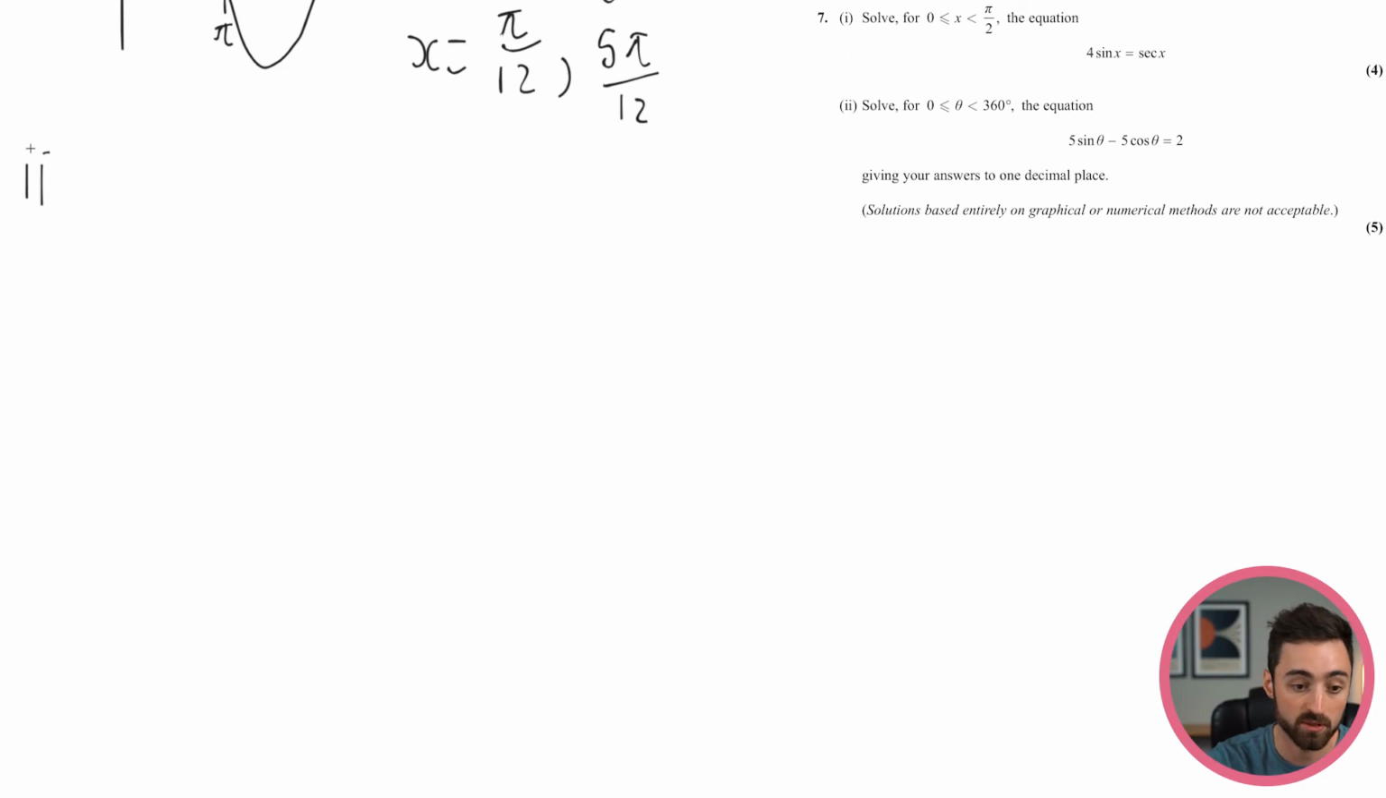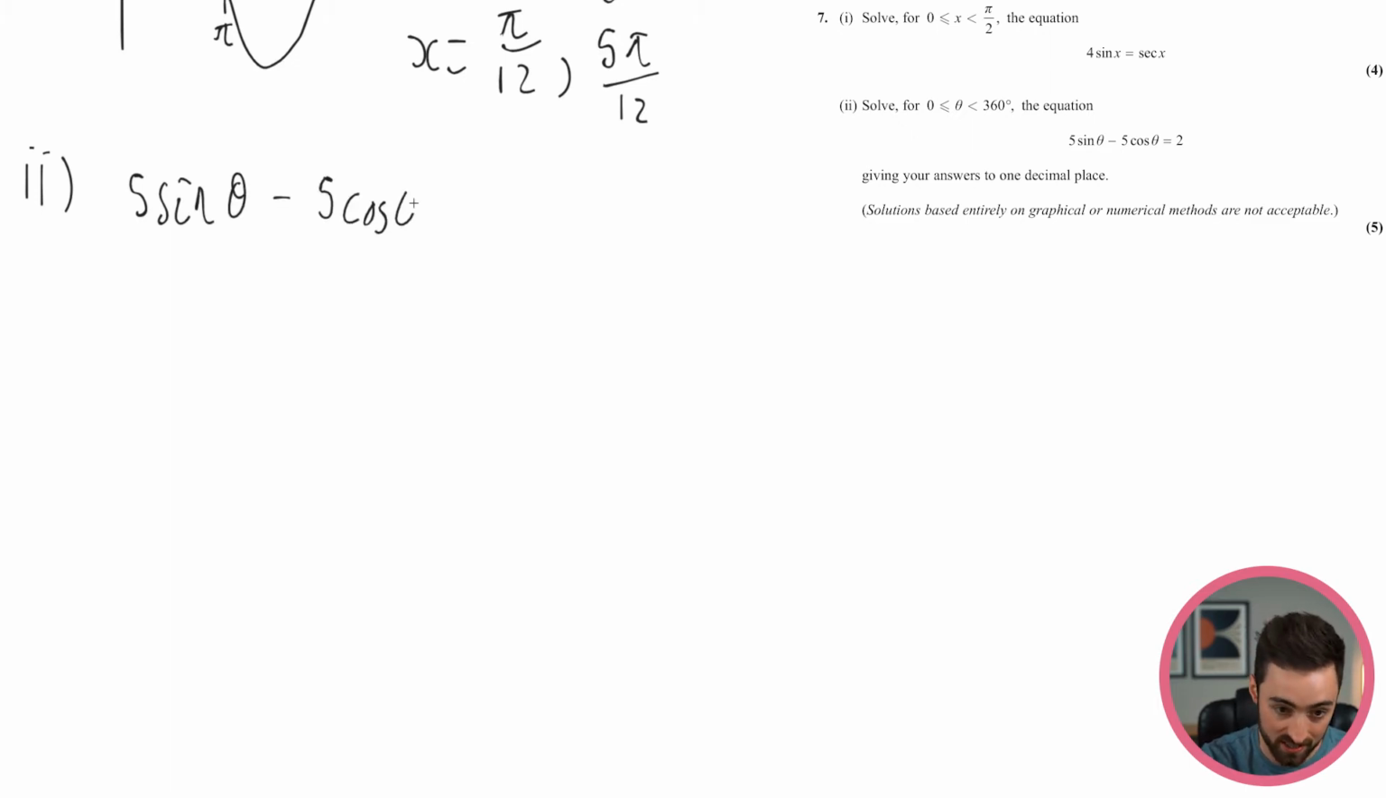Solve for theta between 0 and 360, the equation 5 sine theta minus 5 cos theta equals 2. Okay, so a couple of things I want to make a note of here. This 2 is actually quite annoying.